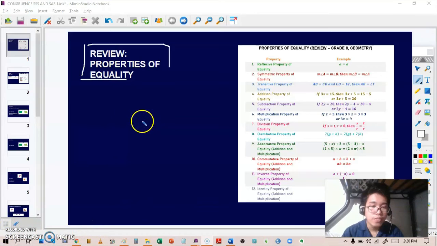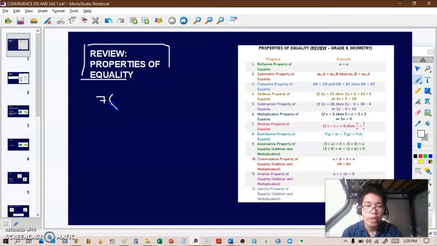After the division property of equality, we have the distributive property of equality. From the word distribute, we're just going to distribute whatever constant or variable is outside a given parentheses or bracket. Let's say for example, for our example, we have here 7 times quantity g plus h.